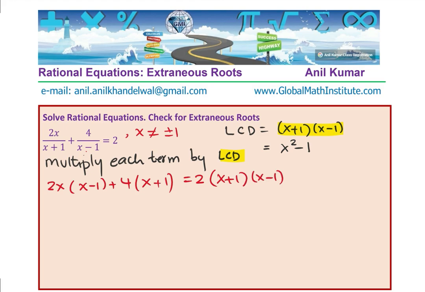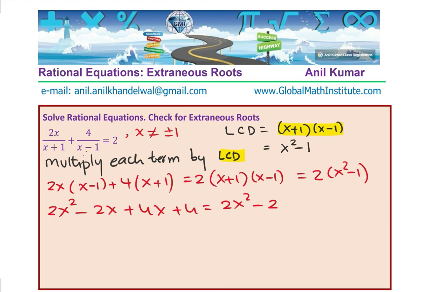Well, some of you can also write this as 2 times x squared minus 1, because that is what this is equal to. Now let us expand. So when you expand, you get 2x times x as 2x squared minus 2x plus 4x plus 4 equals, let's open this, we get 2x squared minus 2, right?